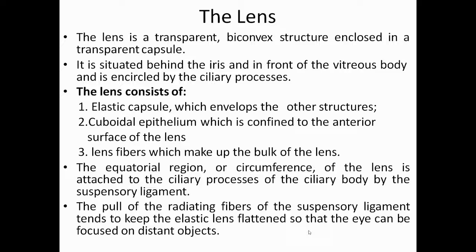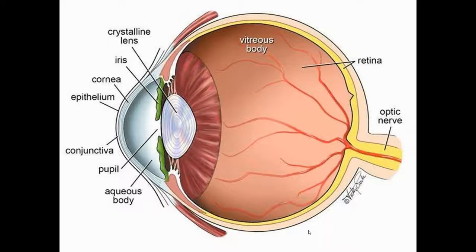The equatorial region, or circumference, of the lens is attached to the ciliary processes of the ciliary body by the suspensory ligament. The pull of the radiating fibers of the suspensory ligament tends to keep the elastic lens flattened so that the eye can be focused on distant objects. So you can see the vitreous body.